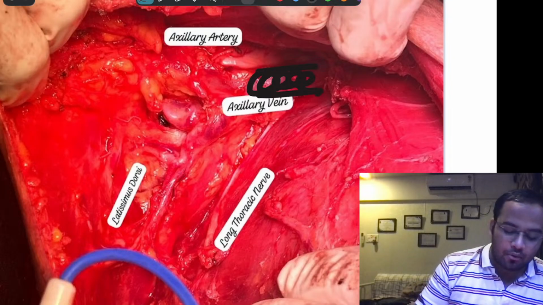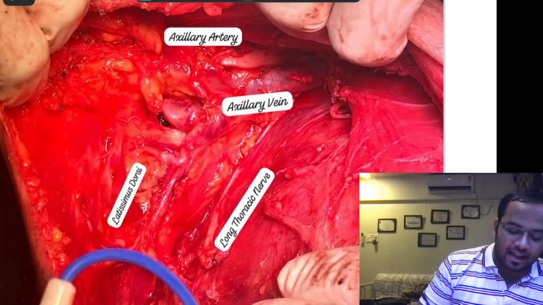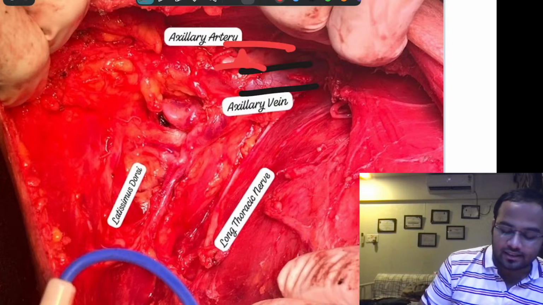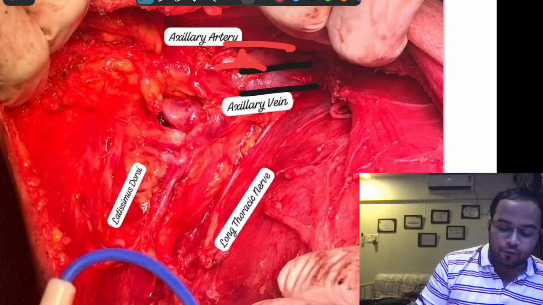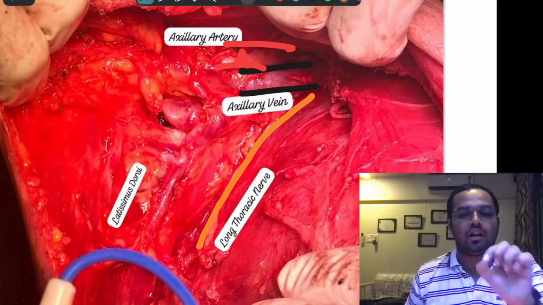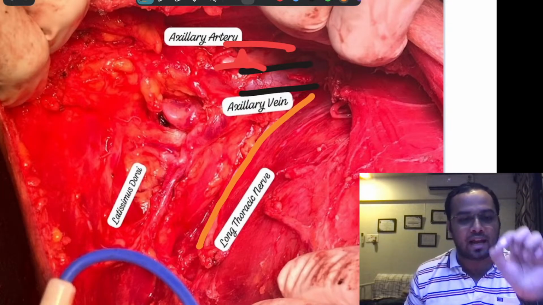So here you can see the boundaries of axillary dissection. This is going to be the axillary vein. Beyond that is going to be the axillary artery. So this is the artery, and below is going to be the vein. If you can see here, this is going to be the long thoracic nerve. Never sever the long thoracic nerve. The long thoracic nerve is always to be kept in its sheath.